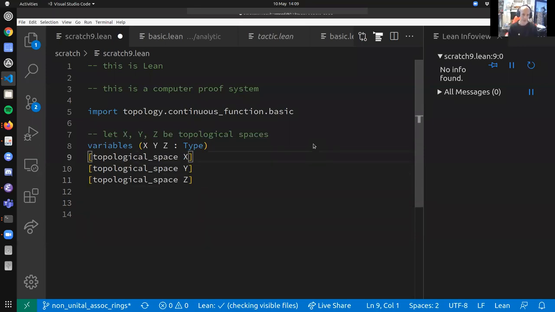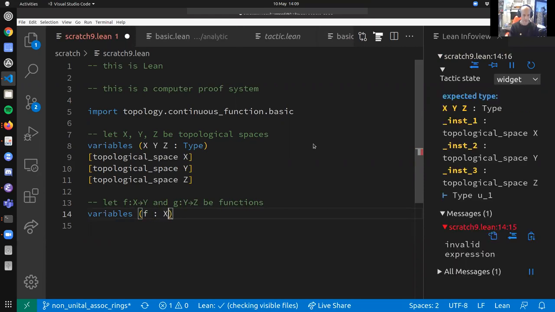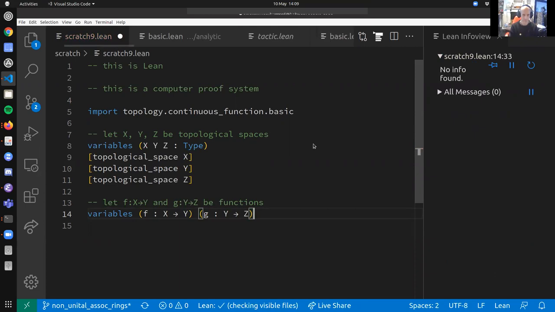But here, this is different, right? X, Y, and Z are not explicit topological spaces. They're just general topological spaces here. So let f from X to Y and g from Y to Z be functions. So let's have variables f from X to Y and g from Y to Z there. So now we've got functions between our topological spaces.